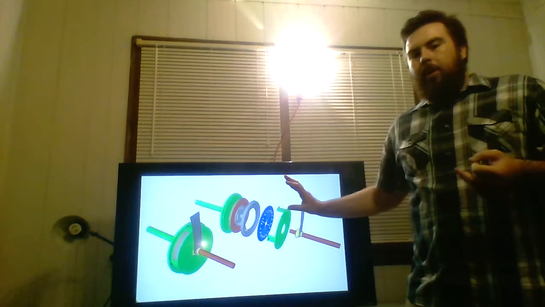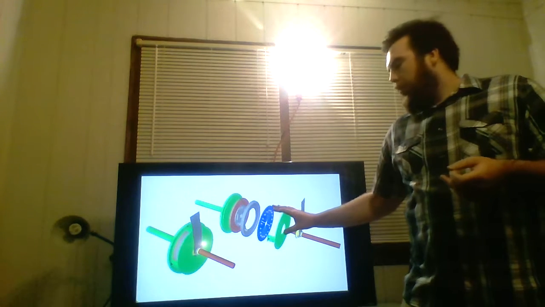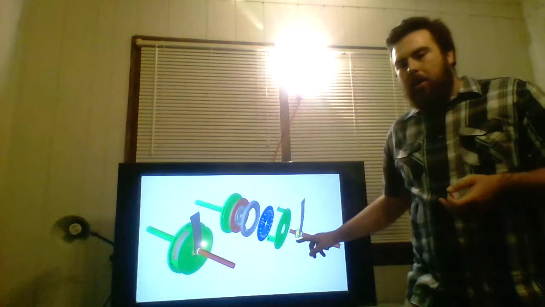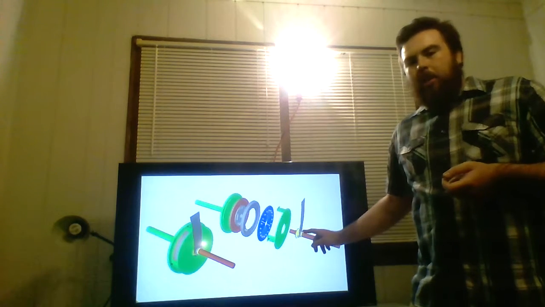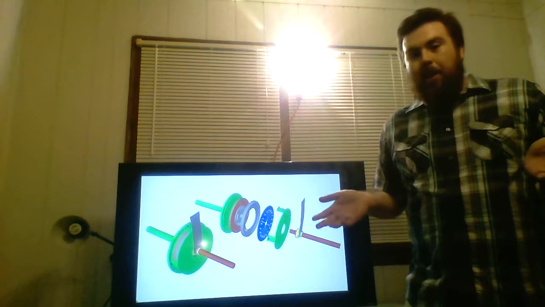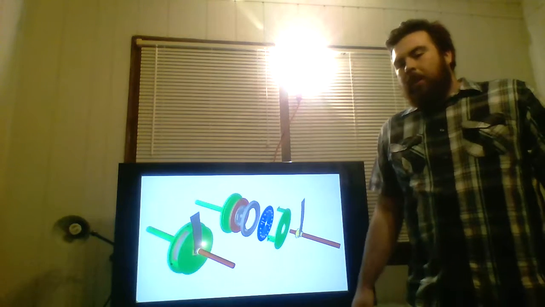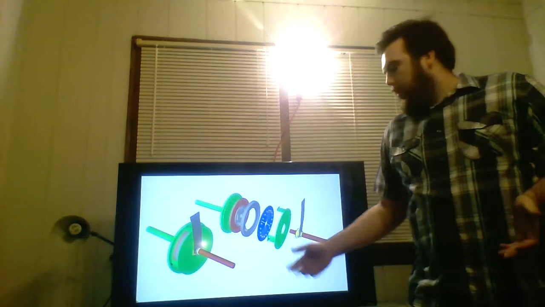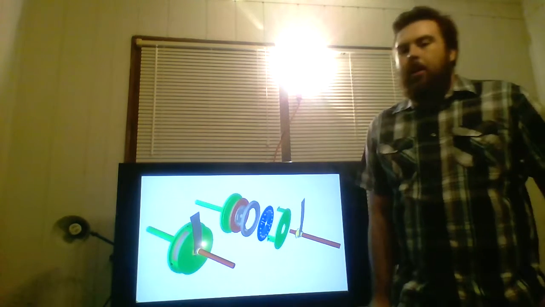And what controls this blue pressure plate is a throwout bearing right here, which is connected to a clutch fork. That clutch fork is connected to that pedal left of your brake, which is the clutch pedal. This is the main difference between automatic and manual transmission.